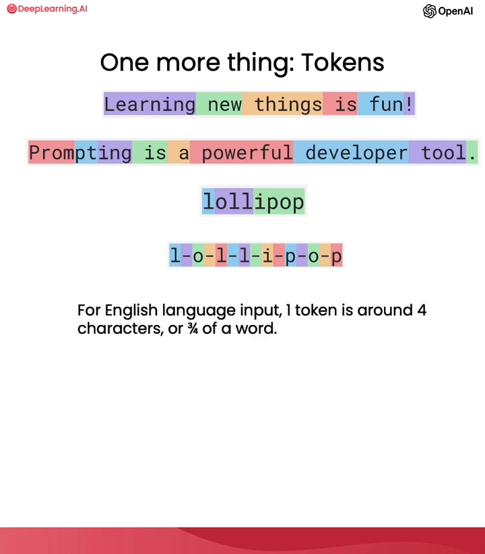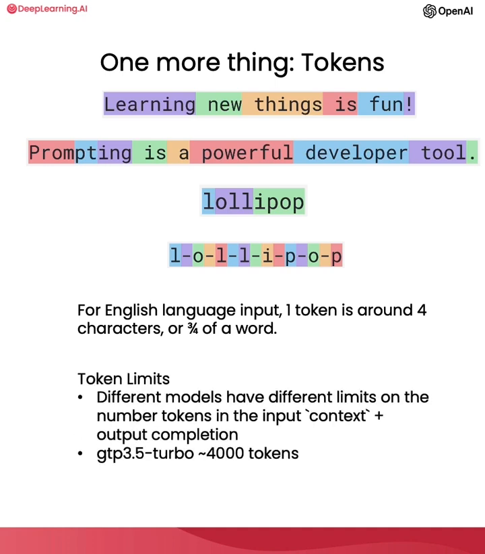For the English language, one token, roughly on average, corresponds to about 4 characters, or about 3/4 of a word. And so different large language models will often have different limits on the number of input plus output tokens it can accept. The input is often called the context, and the output is often called the completion.